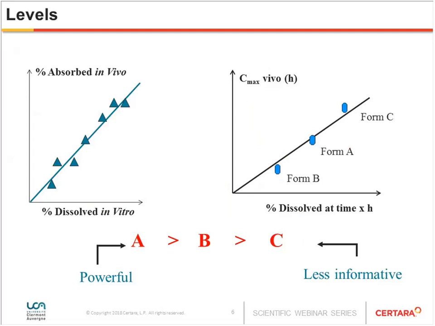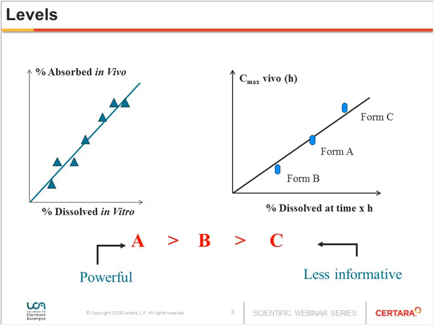At the extreme, you have level C. The level C is the link between any in vitro dissolution parameter and any in vivo PK parameter. For example, the link between the Cmax or the AUC and the time, the quantity dissolved at a certain time, or the time needed to dissolve a certain quantity.